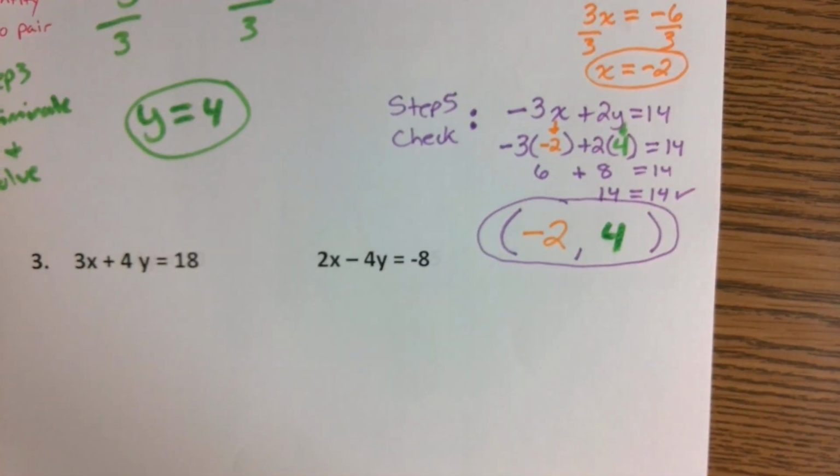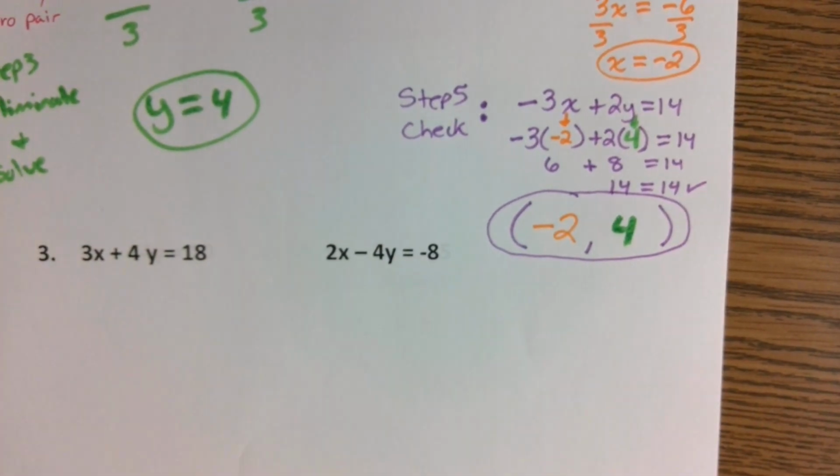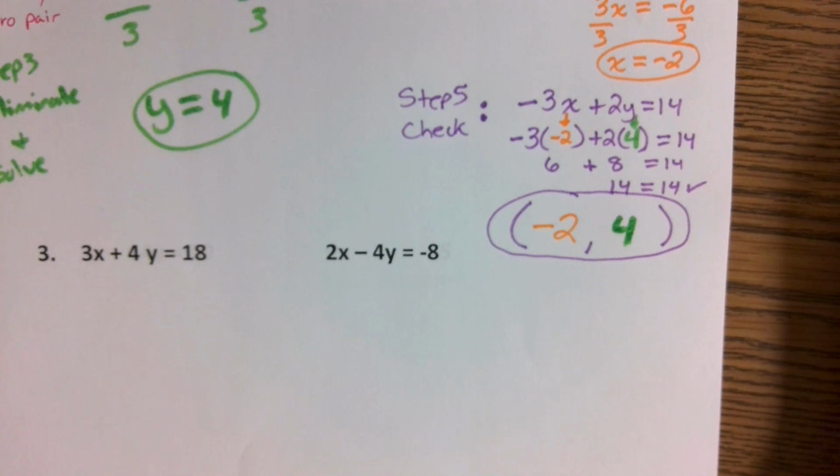Oh, no, problem number 3 already has a zero pair. Never mind. Go ahead and work this one out. I think it's problem number 4 that does not have a zero pair. Yeah, problem number 4 doesn't have it. My bad. Go ahead and do problem number 3 real quick.